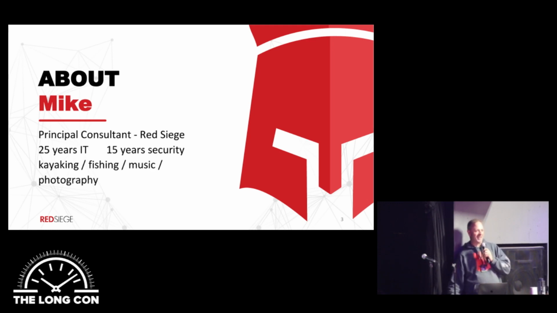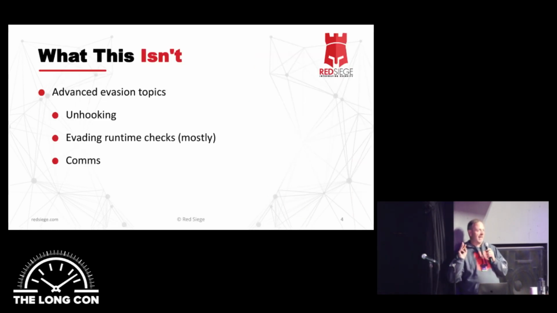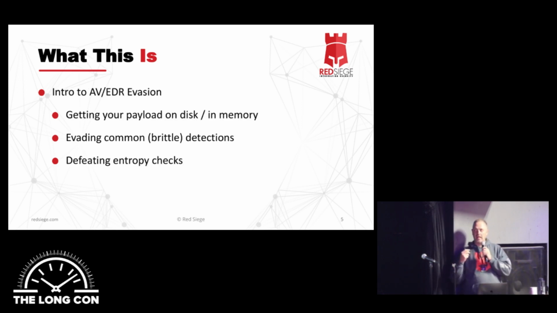So first, what this talk isn't. This is not an advanced evasion talk. We're not going to be talking about things like unhooking and evading runtime checks with EDR and things like obfuscating your comms. Those are different talks. This is an intro talk on AV and EDR evasion, very intro. Getting your payloads onto disk, getting your payloads into memory, not unhooking, but just getting them onto disk and to the point that you can do things with them. You've got to be able to crawl before you can walk, before you can run.